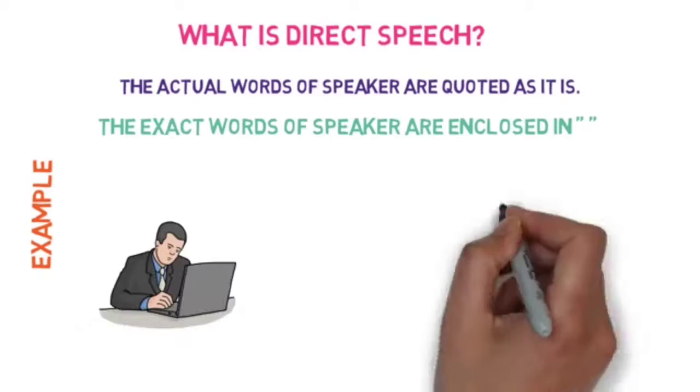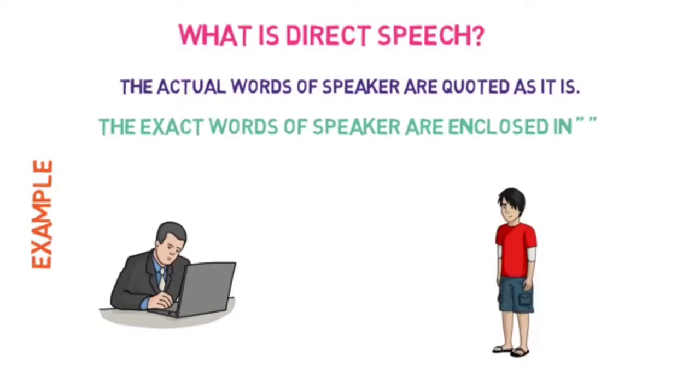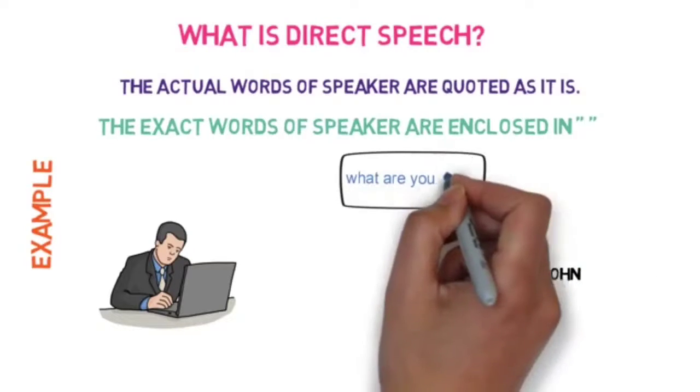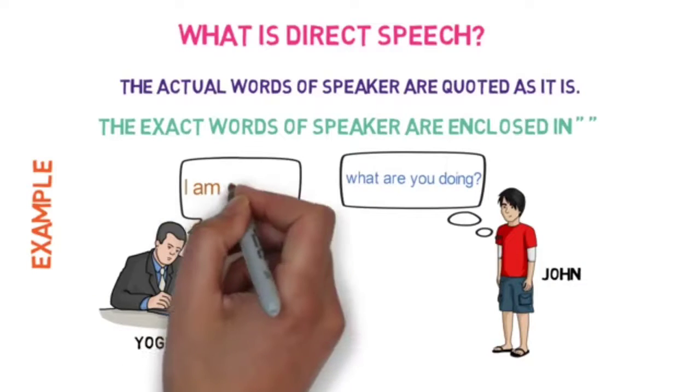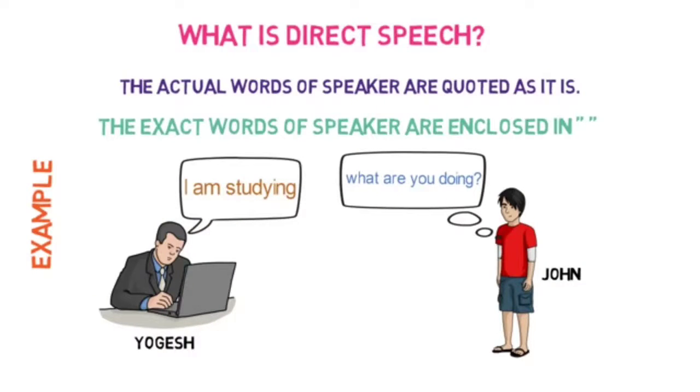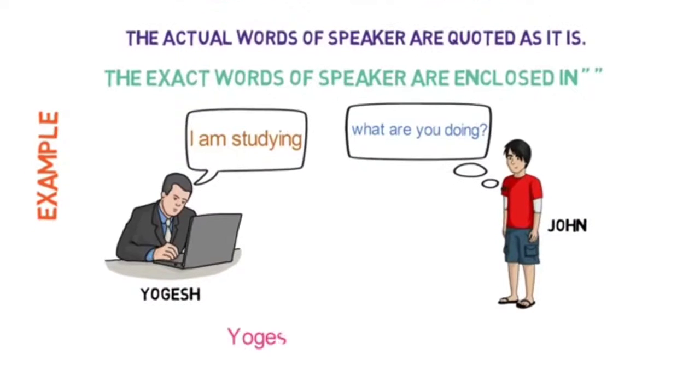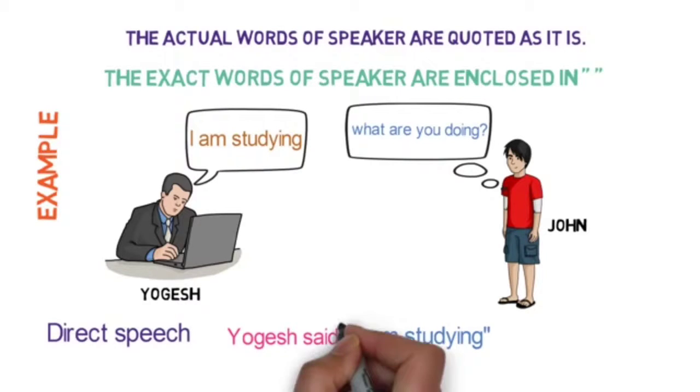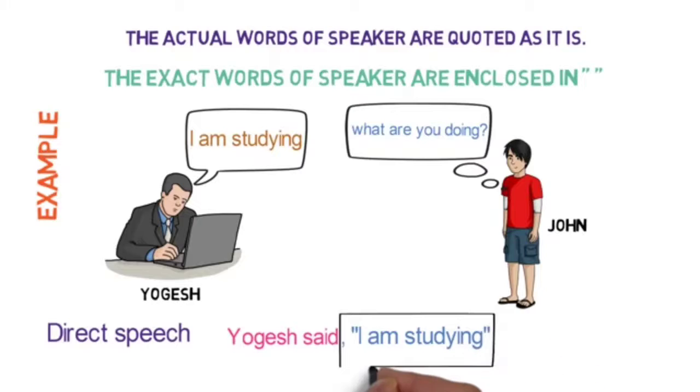Look at the example here. Yogesh was studying when his friend John came. He is asking, "What are you doing?" He is replying that I am studying. If John wants to report what Yogesh said, then the sentence is, Yogesh said, "I am studying." This is direct speech, children. Here you can see the quotation marks. Inside that, "I am studying." Here Yogesh said is the reporting verb and I am studying is the reported speech.